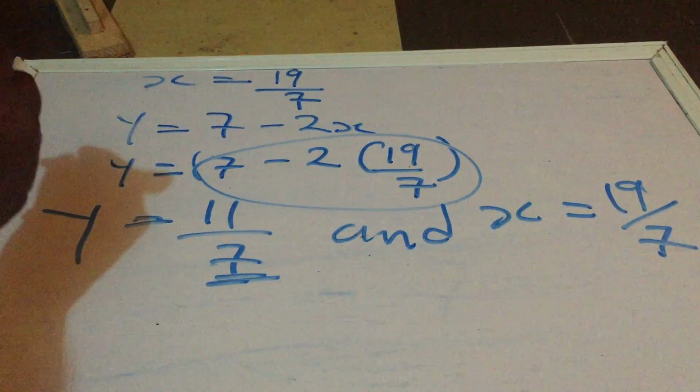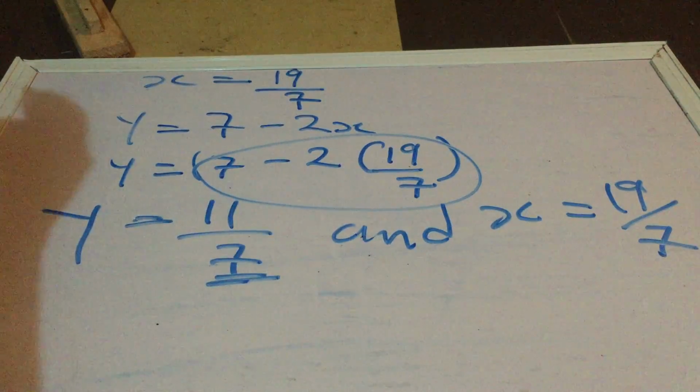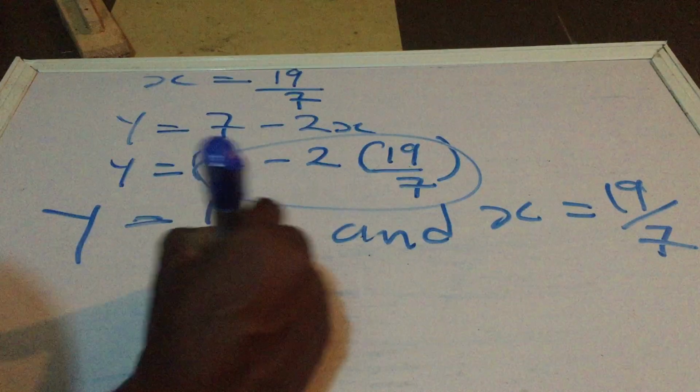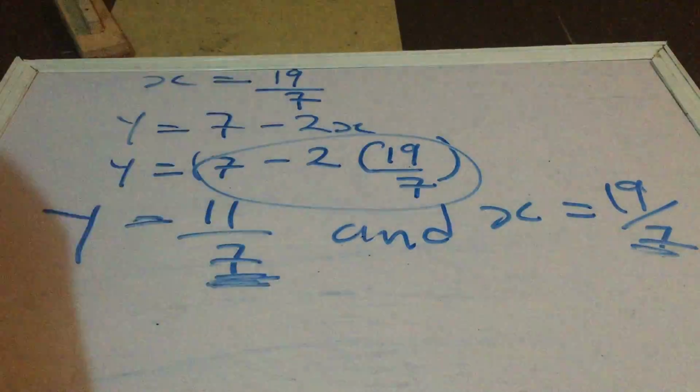That's the substitution method to solve this one. Now if you want to confirm, you can recheck it by putting these values inside the equation to find the answer. Then let's use the elimination method to solve it.